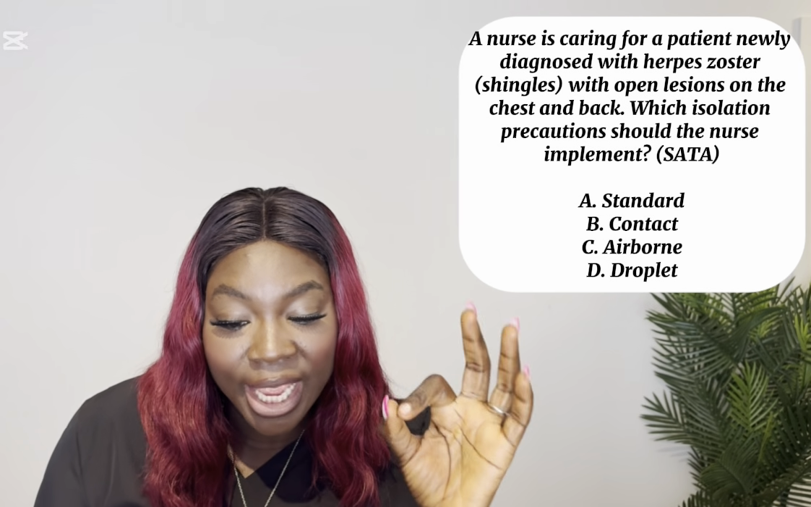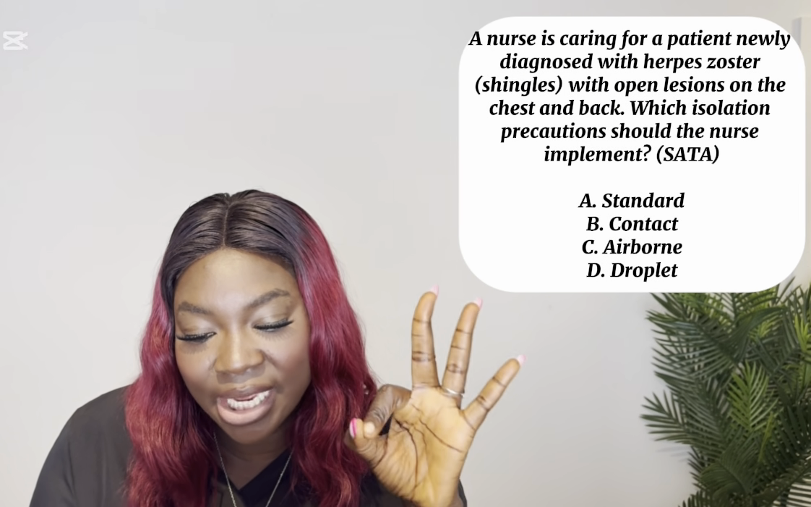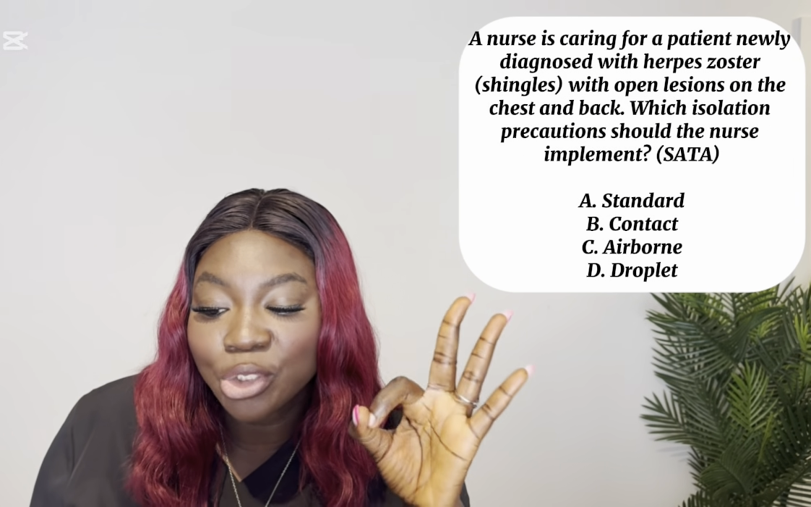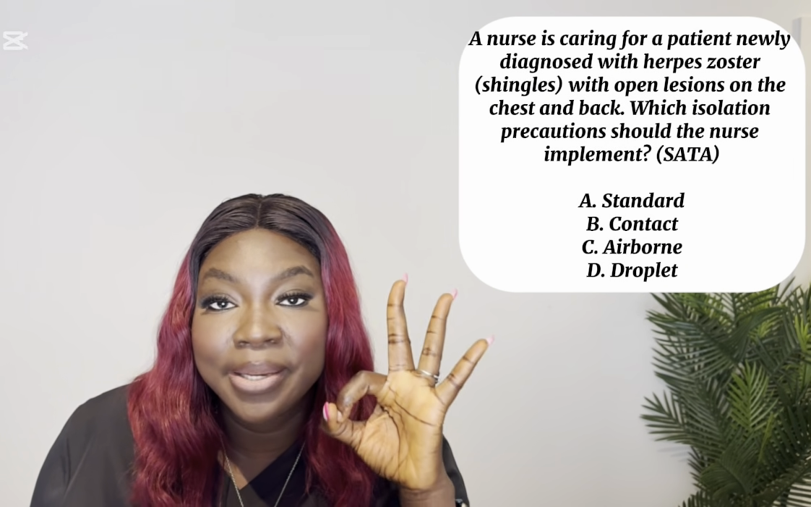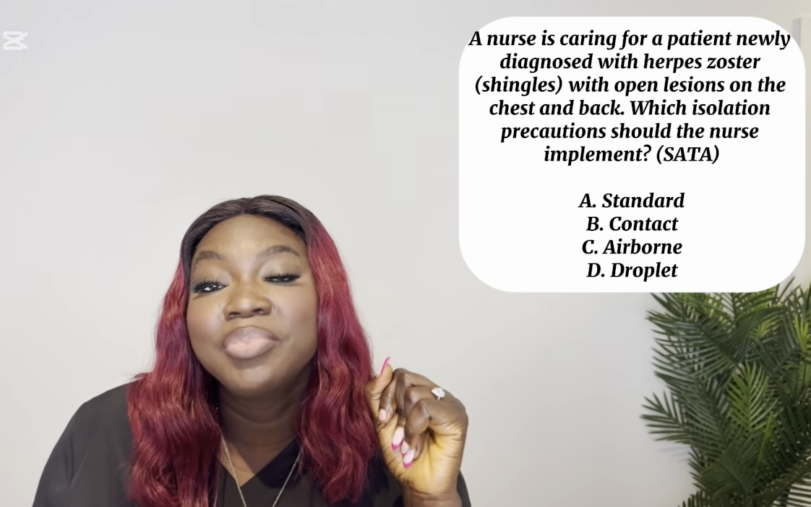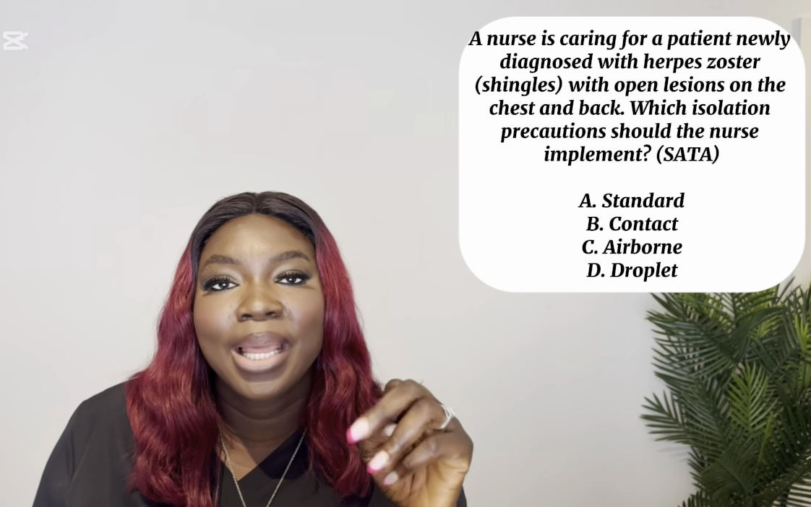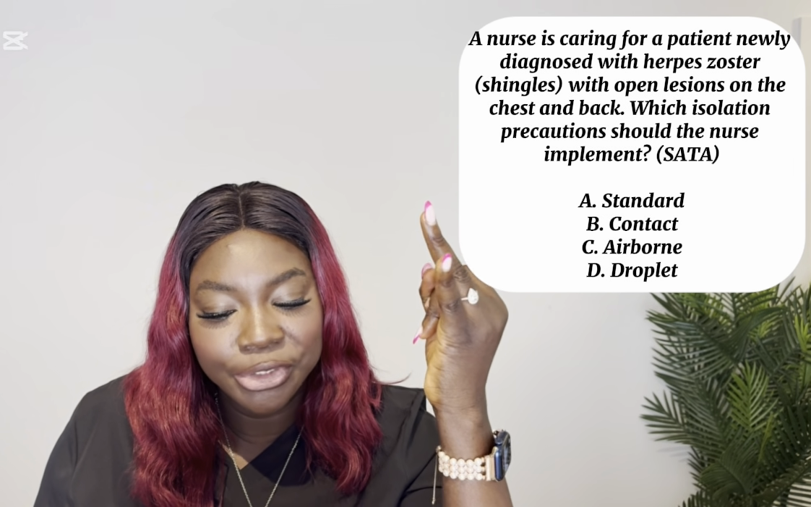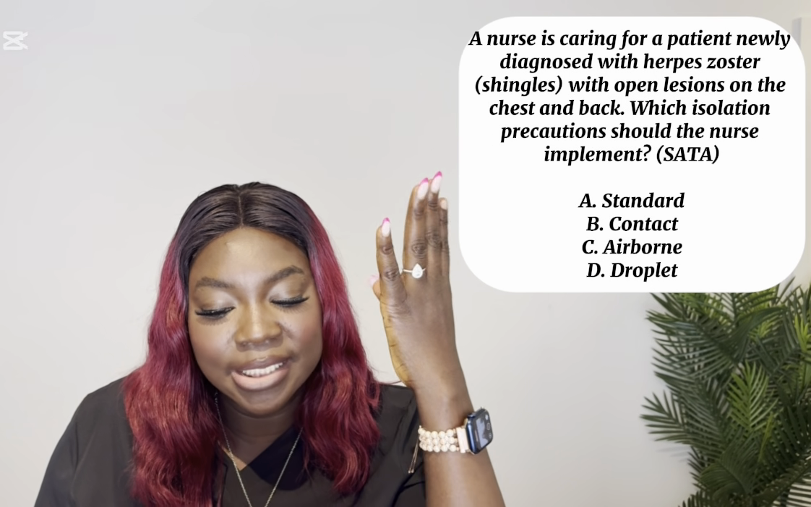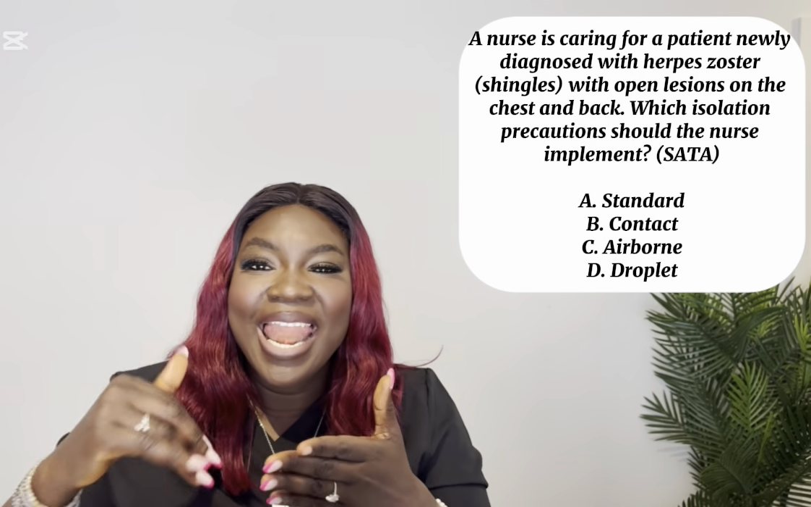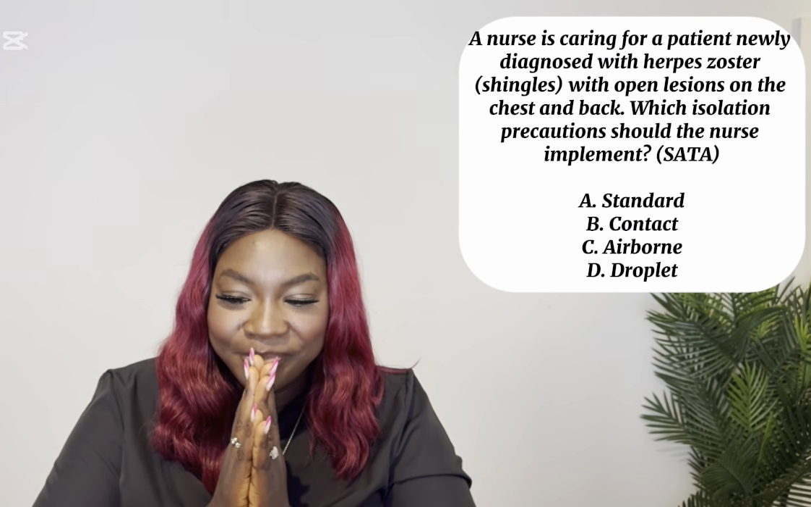Now let's go. The first question. A nurse is caring for a patient newly diagnosed with herpes zoster, shingles, with open lesions on the chest and back. Which isolation precautions should the nurse implement? Select all that apply. A, standard precaution. B, contact precaution. C, airborne precaution. And D, droplet precaution.